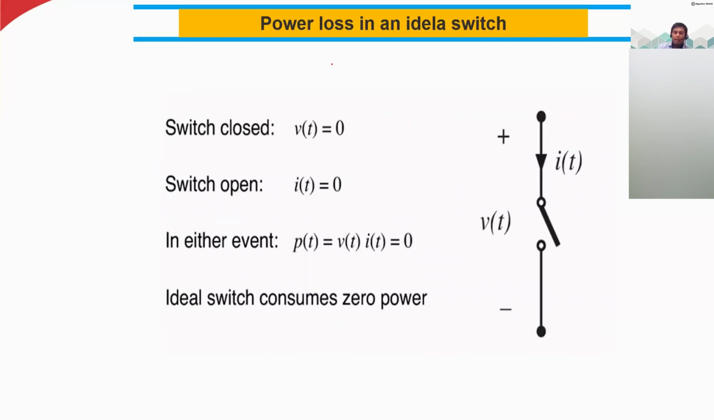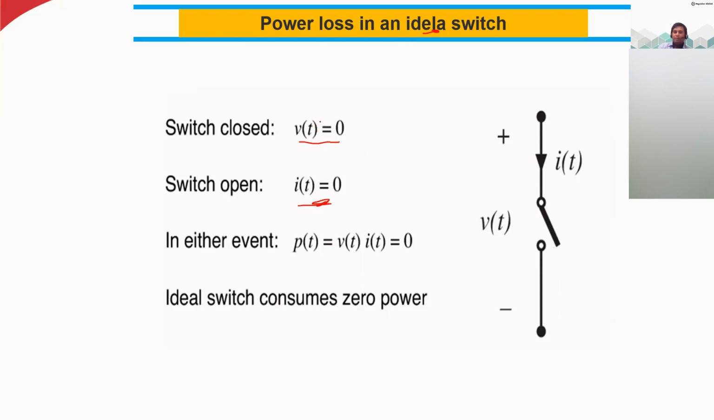Again, a small recall: power loss in an ideal switch. When the switch is closed, V of t is equal to 0, because when the switch is closed, the current is flowing, so the voltage drop is 0. When the switch is open, it's an open circuit, so there is no current flow. It can stand any voltage potential.